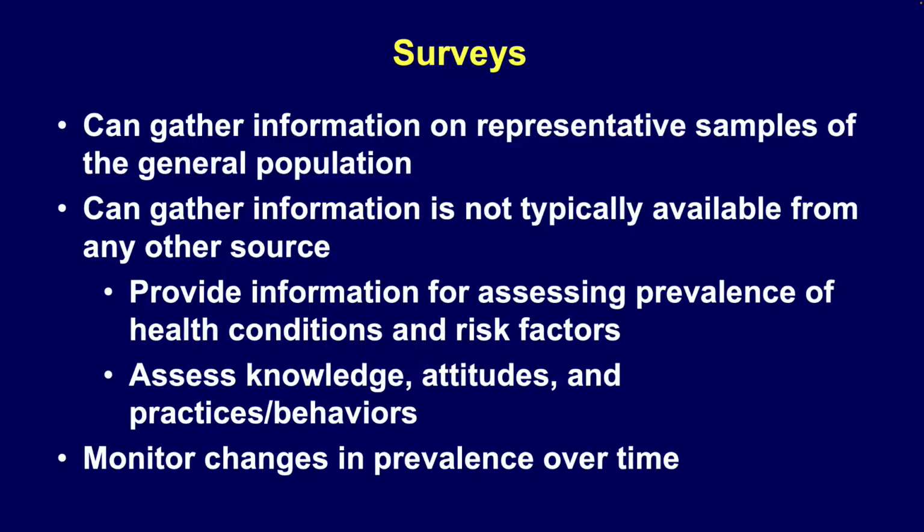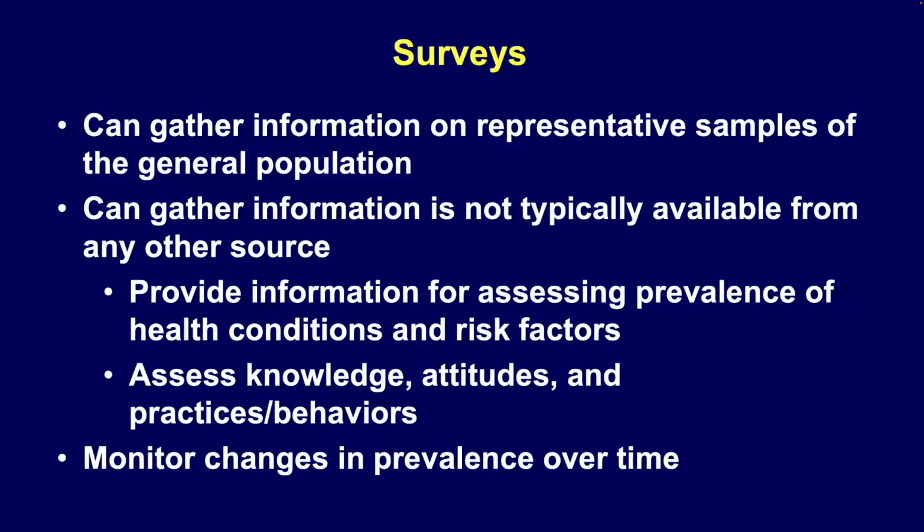They can gather information that you usually can't get from other data sources like knowledge, attitudes and practices, or behaviors as they relate to certain health outcomes that might be of interest to the health department. Surveys are really an excellent source of information on things like health insurance coverage or access to care and diagnosis histories for a range of chronic health outcomes, including diabetes, heart disease, depression or anxiety. And also they're useful for getting information on risk factors for chronic diseases such as smoking or alcohol use.